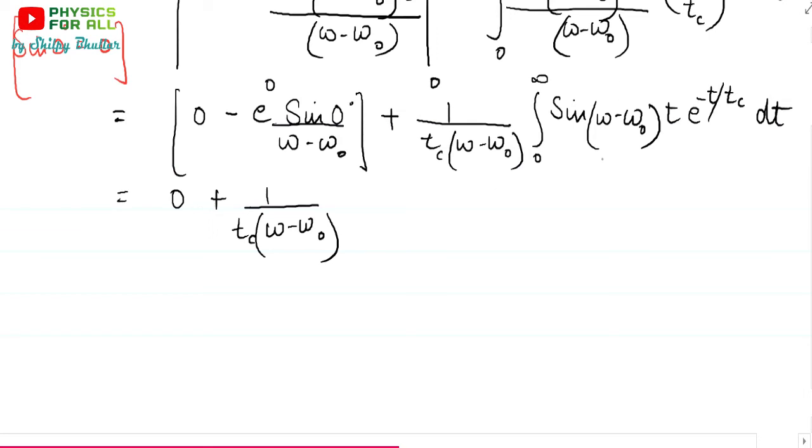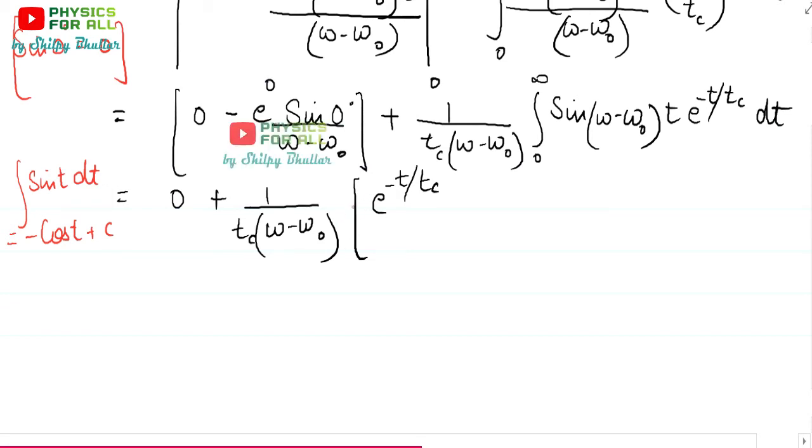Now again we will apply the same rule that, as I told, if there is an exponent and either sine or cos in the integral, then we consider this exponent as the first function. Again, first function as it is and integration of second function. Okay, this is second function, this is first function. Now, what is the integration of sine theta? It is minus cos theta. Sine t dt is minus cos t plus constant of integration. But usually in physics, we don't put the constant of integration after we are done with integration. We just ignore that value.